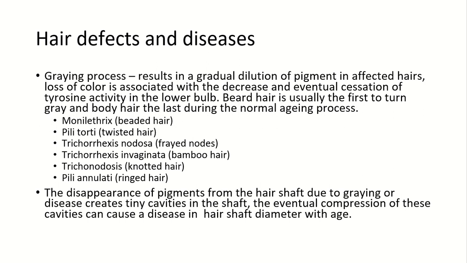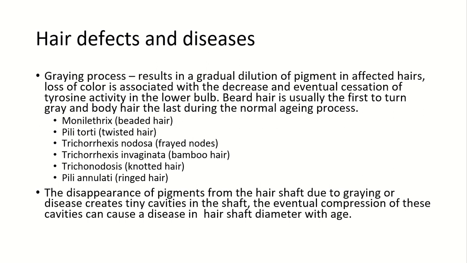The other defects are monilethrix, that is beaded hair; pili torti, twisted hair; trichorrhexis nodosa, frayed nodes; trichorrhexis invaginata, bamboo hair; trichonodosis, knotted hair; and pili annulati, ringed hair. The disappearance of pigments creates cavities in the shaft, and the eventual compression of these cavities can cause variation in hair shaft diameter with age.